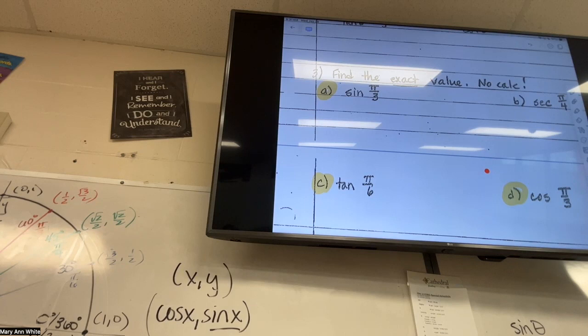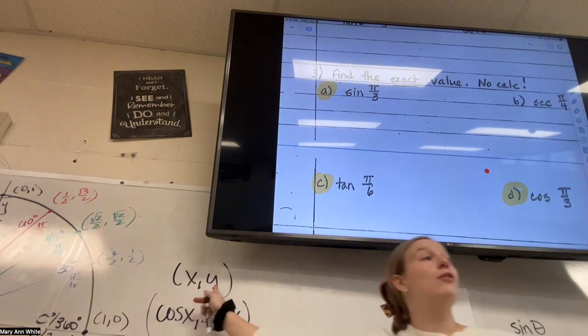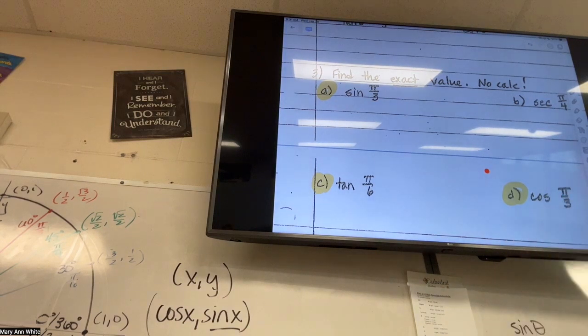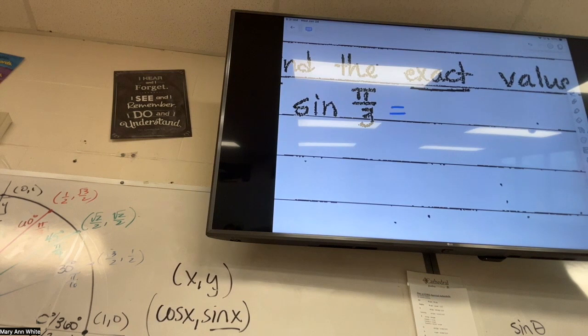Which value is sine, X or Y? Y. Can you go find the Y of pi over 3? What is it? Root 3 over 2. That's it. That's your answer.